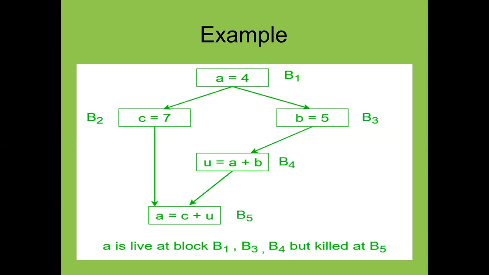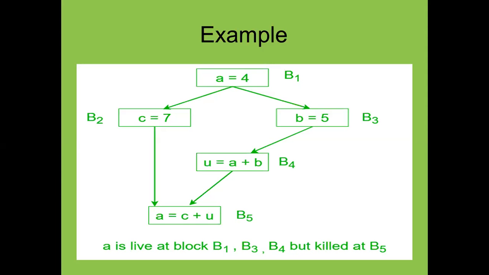At the start, initially, it is live because you define it at B1, and it is live at B3, B4 because it will depend on the value of U. And U depends on A and B. So that's why we are considering block B3, and of course block B4. Now come to B5. B5 is A is equal to C plus U.